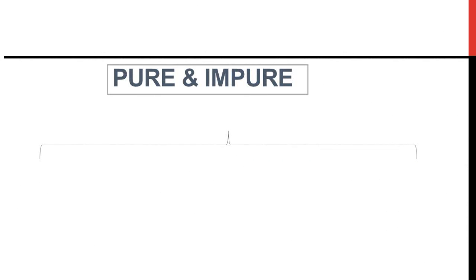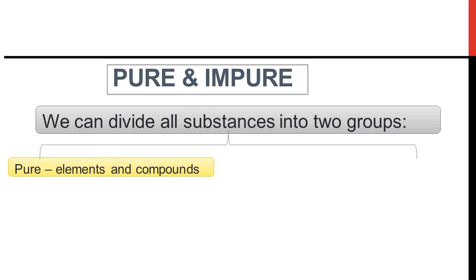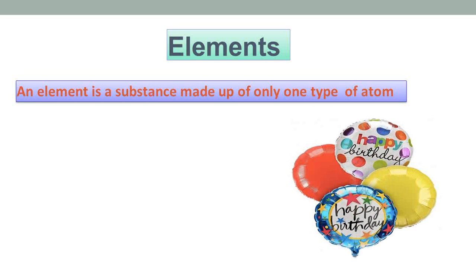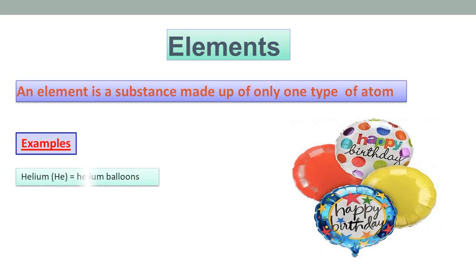Let's start with pure and impure. We can divide all substances into two types. The first one, pure: elements and compounds. The second one, impure: mixtures. Elements. An element is a substance made of only one type of atom. So we can see here what an element is. We will discuss some examples.